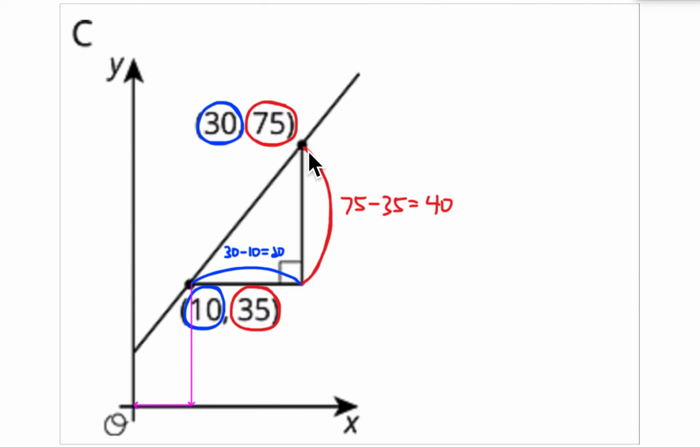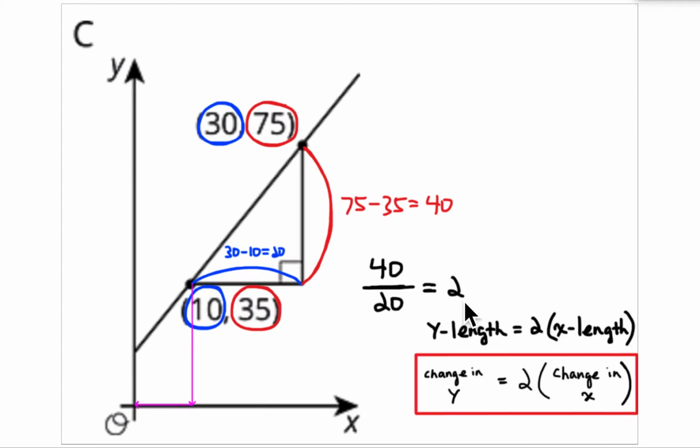So how many times larger, because it is larger, is the change in the vertical direction compared to the change in the horizontal direction? Then you take this number 40, this change in the vertical direction, divide it by this number 20, the change in the horizontal direction, you get an answer of 2. So that tells you that it takes 2 of these lengths to equal 1 of these lengths. So the y length, the change in y, is 2 times the change in x. This is the old language. The y length is equal to 2 times the x length. But now we're going to change it. The change in y is equal to 2 times the change in x. So it's 2 of these lengths, which is the change in x, to equal 1 of these lengths, which is the change in y.